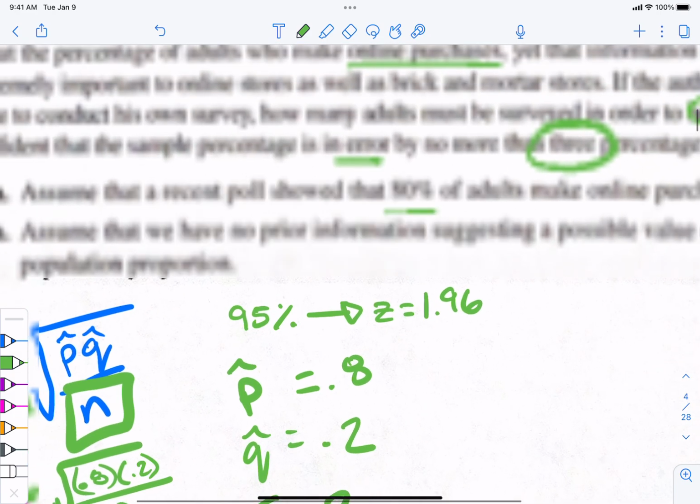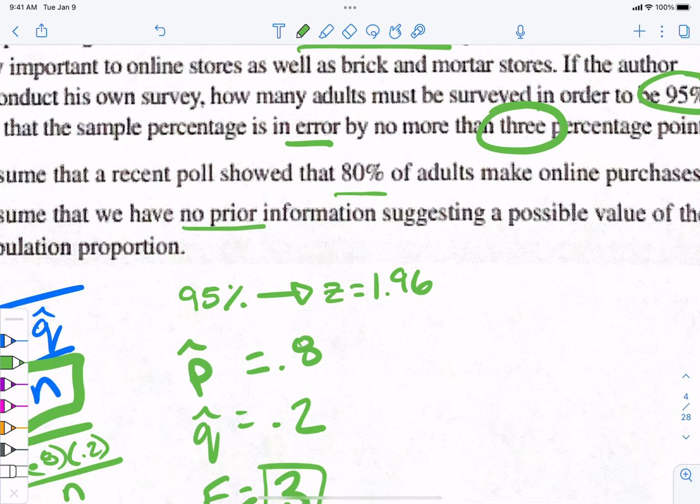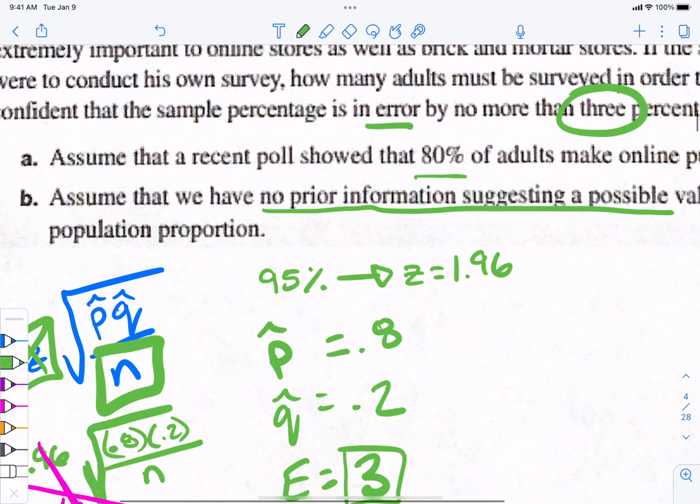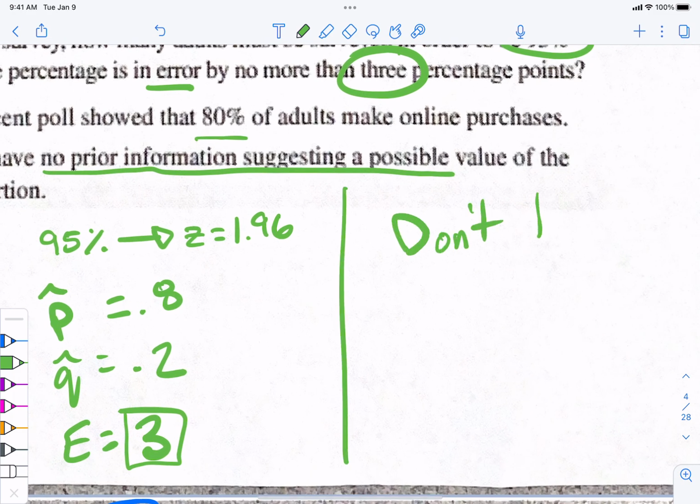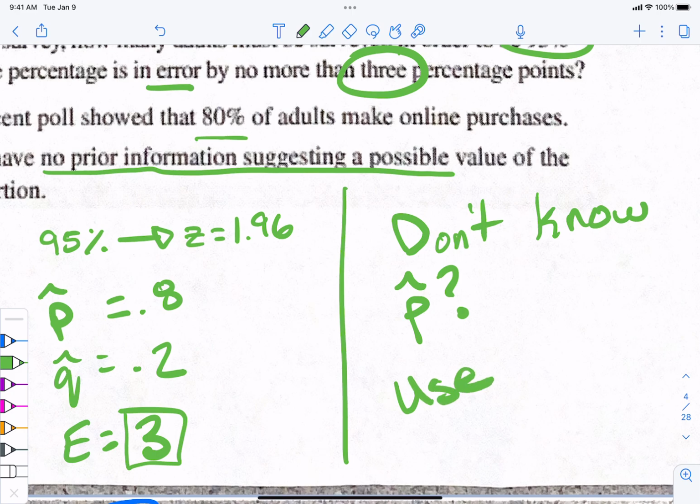Last thing, part B, we're not going to do this problem, but it says assume that we have no prior information suggesting the proportions. So we don't know p hat. Write this down. Don't know p hat. What do we use for p hat and q hat? Well, we don't know it. 50%. Yes. P hat equals 0.5, q hat equals 0.5. So if they don't give it to you, you assume that it's a 50-50 split, like boys and girls, right? Those are little tricky things.